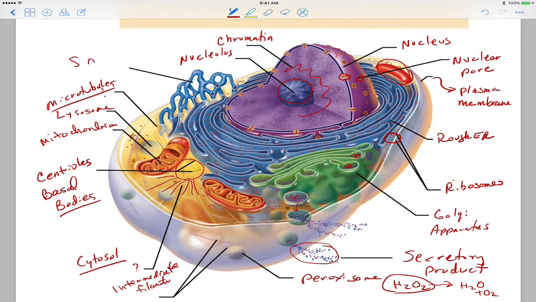We do have smooth ER up here at the top, smooth endoplasmic reticulum. Smooth endoplasmic reticulum has three jobs. It is the site of lipid metabolism. So lipids are manufactured there, but also that's where some lipids are metabolized. They're actually broken down in that spot, or catabolized.